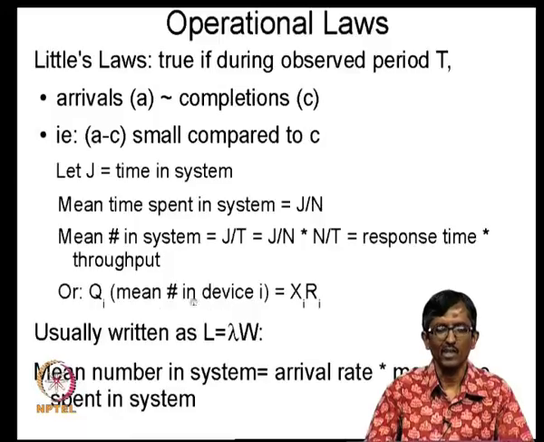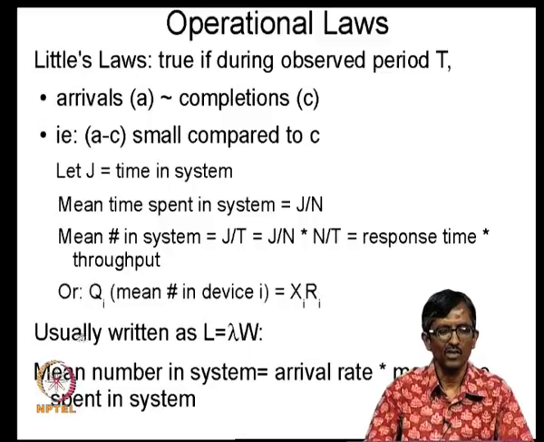Or you can often write it as the mean number of customers in a queue for device I. The queue size at device I will be the same as xi into Ri, where xi is the response time and Ri is the throughput. Sorry, I made a mistake. Throughput is xi and response time is Ri. So throughput is basically the number of jobs per second, and response time is how long you take.